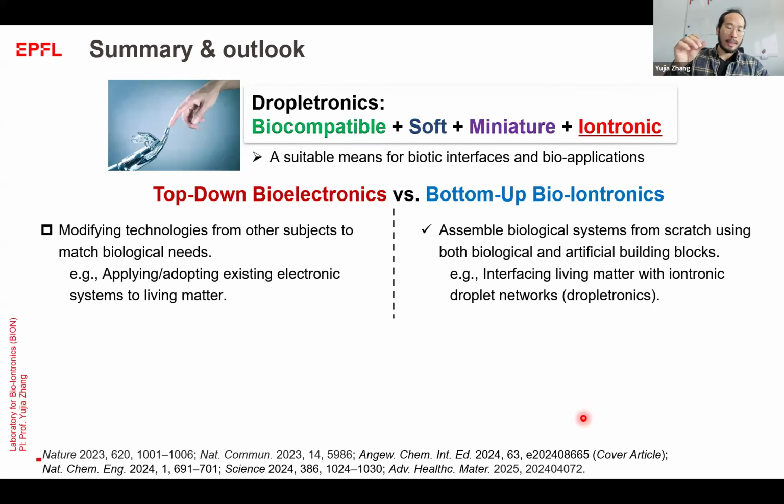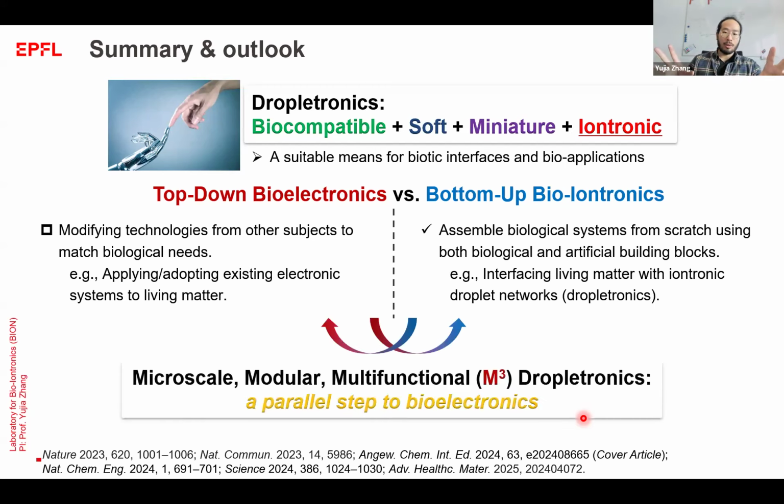In comparison, bioelectronics is more like a top-down technology. People modify electronic devices and make them softer, more flexible, and can interface them with cells and tissues. So it's more like a top-down method. So maybe by combining them together or collaborating with each other, we can build a parallel step to bioelectronics by using Iontronics or Dropletronics.